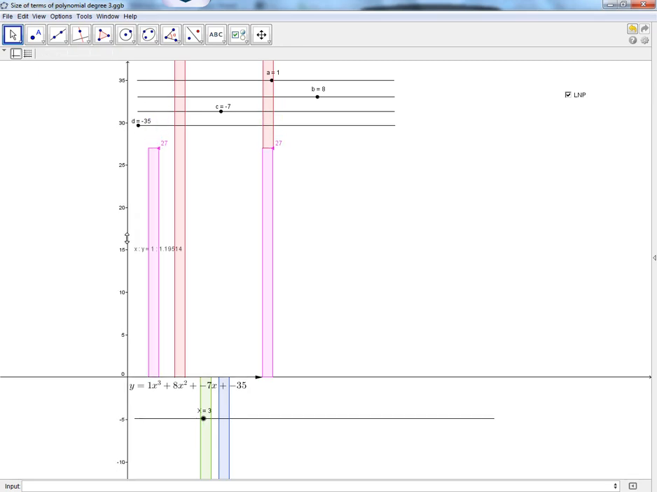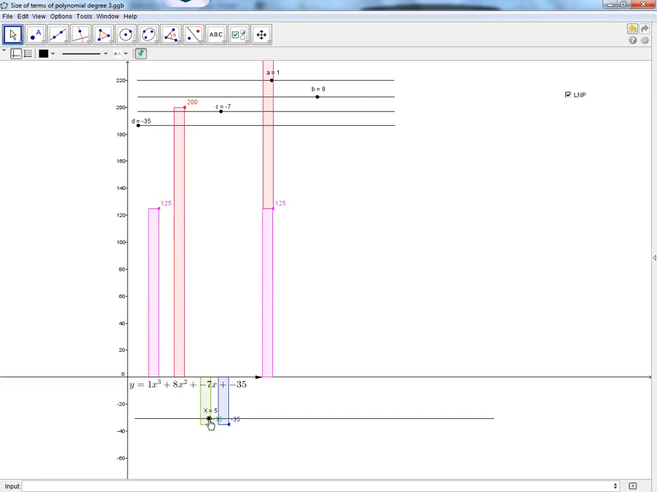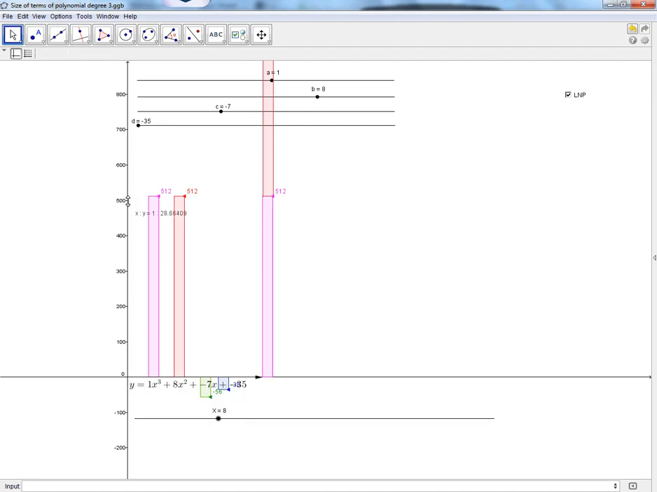I'm going to shrink the y-axis down so we can see more of it. So we slide this over. The red bar, the 8x squared, is still bigger, but that x cubed is gaining. And right there, no surprise, at 8 they're balanced out. And this negative 7x, forget about it. It's so small that it can't really compete with the other two. But once we go past 8, the x cubed will be larger.